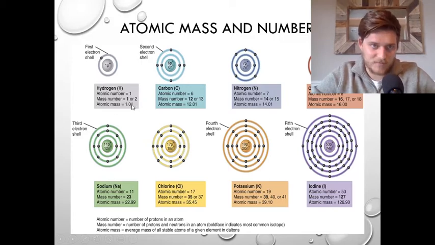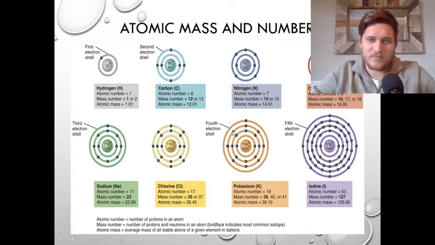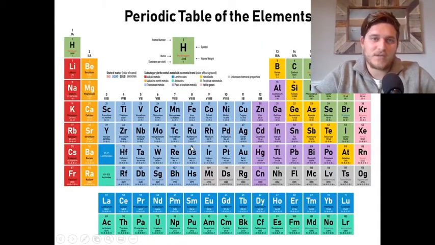So here we see hydrogen, the smallest element, with an atomic number of 1 and a relatively small atomic mass. And then we get bigger and bigger, adding more protons, more neutrons. A little bit bigger element, potassium for example, is going to have way more protons and neutrons, and then also have a larger mass. And so all of these elements are grouped together in what's called the periodic table of elements.